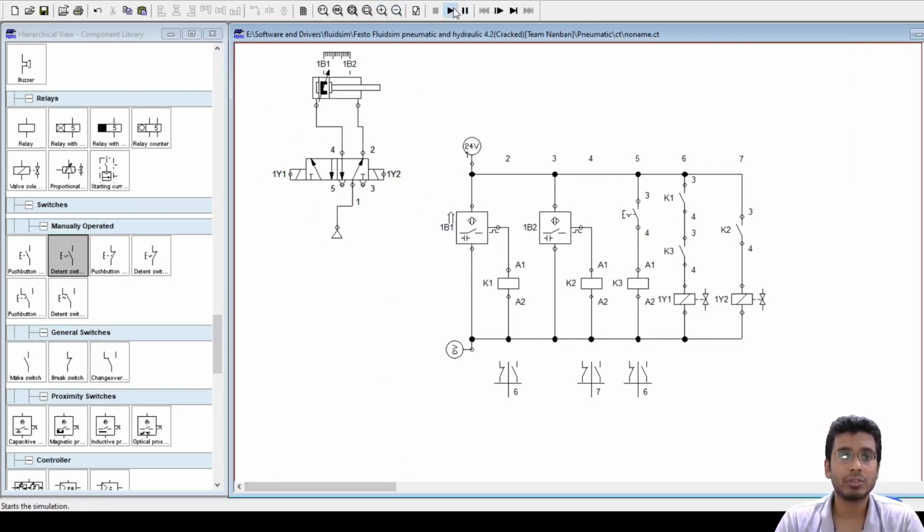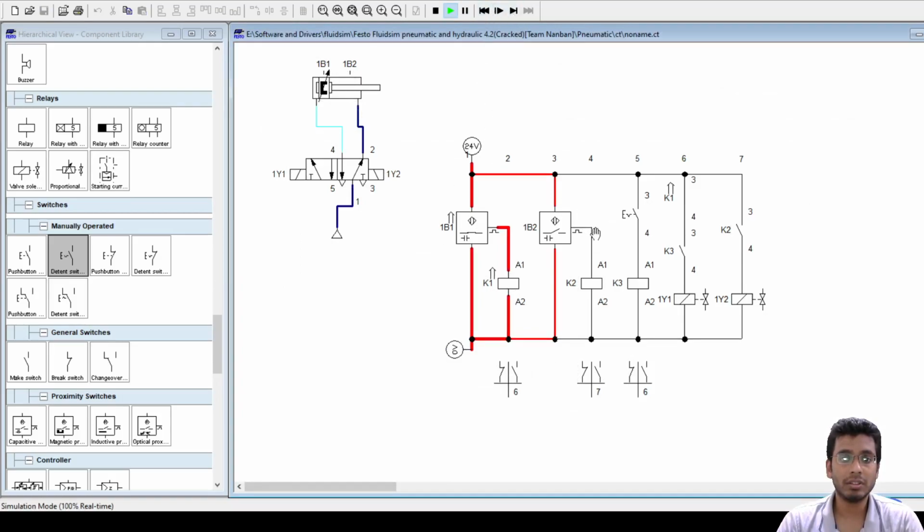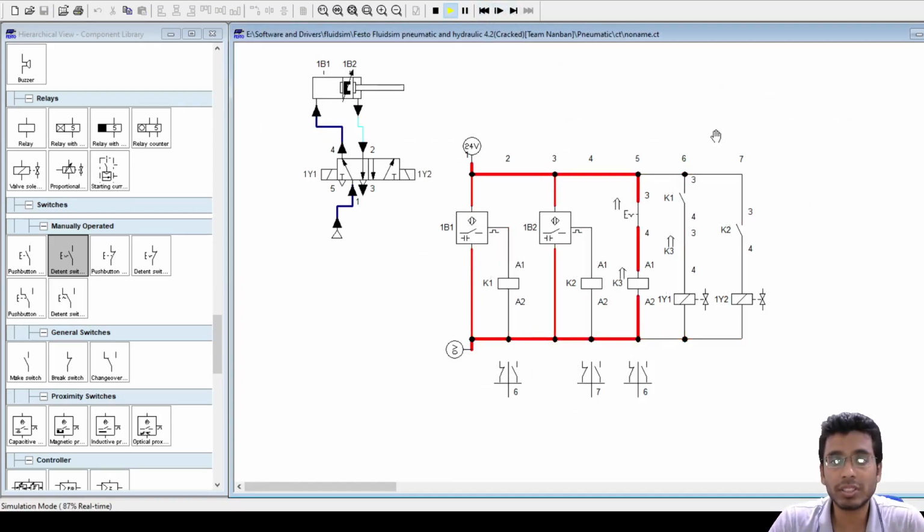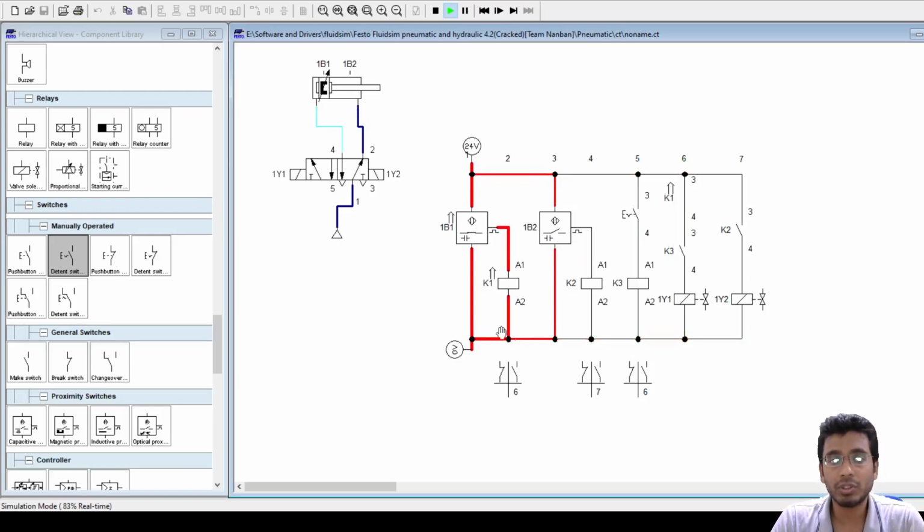Fine. So if we just press this, you see it is a continuous oscillating motion. Okay. So this we have done using the sensors. In the last class I had shown you using the limit switch itself.